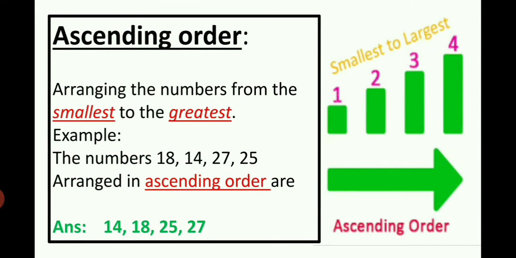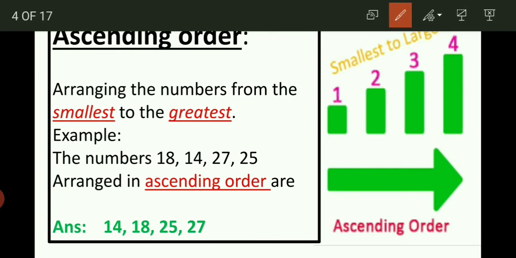Ascending order means arranging the numbers from the smallest to the greatest. First, in ascending order, what do we have to do? First, you have to remember that we have to arrange the numbers starting with the smallest number, then going in an increasing order, and the greatest number should be at the last.